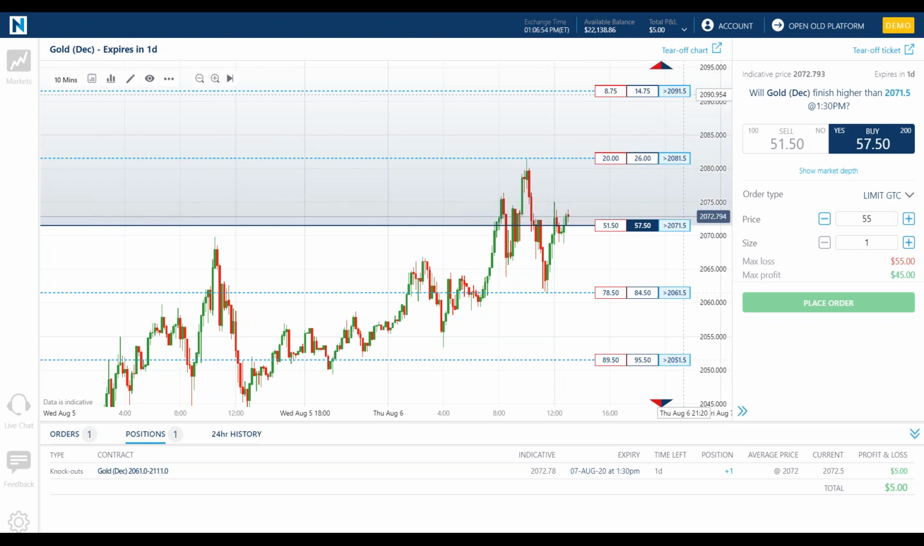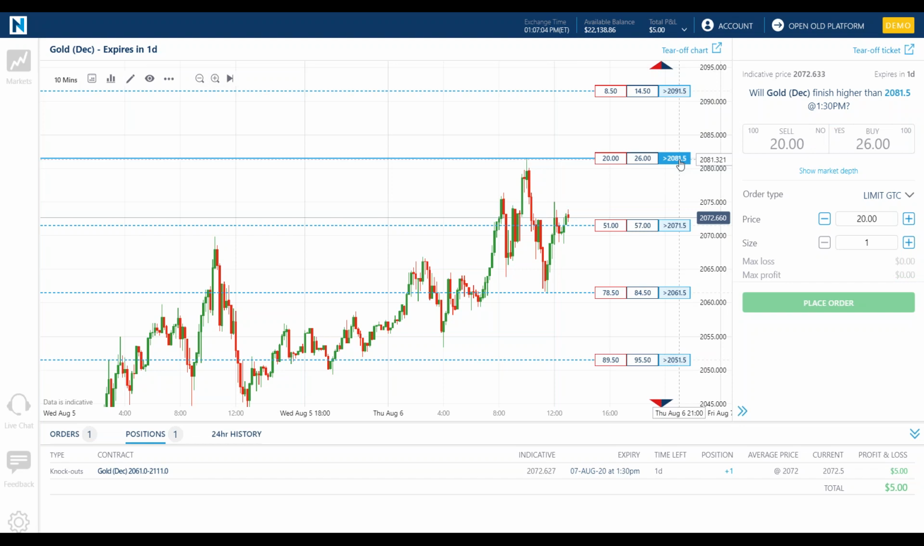2091. If you recall earlier, we were saying, hey, we would sell it at 2091. Maybe that's where we think it's going to get above. So here, let's take a look at the 2081 and a half. Notice here that my probabilities are much lower. I could buy one of these maybe for 23.